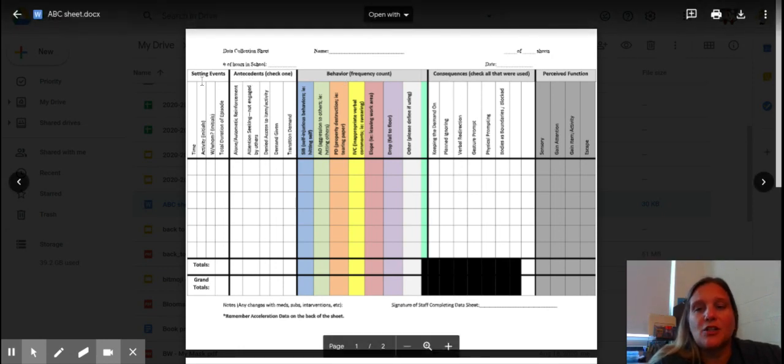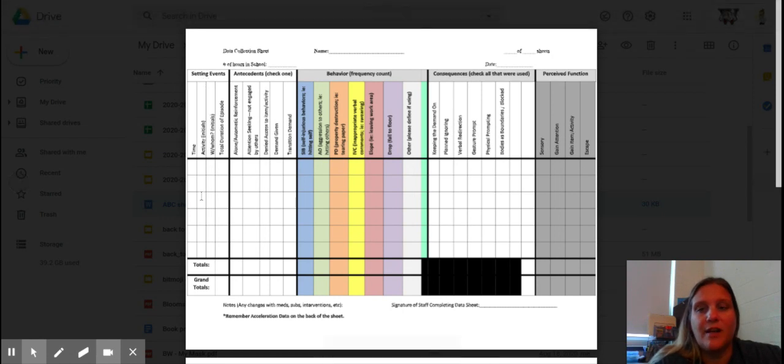So the very first section here on the sheet is setting events. This is just that basic information. What time did it start? How long was it? Who was it with? What was the activity? All that can just get filled in there.